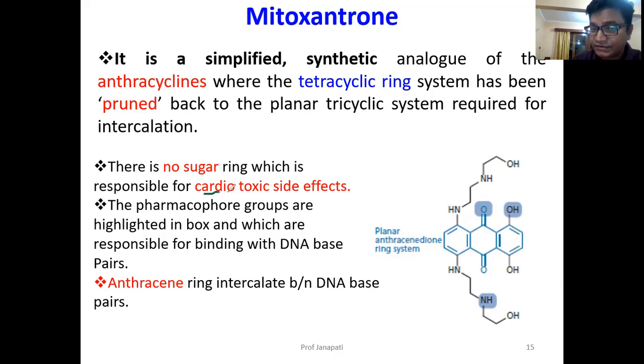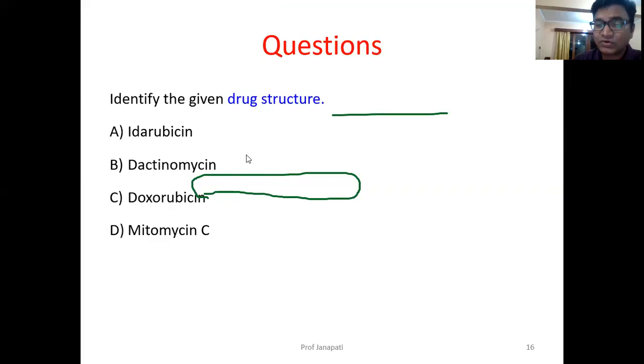That's why the cardiotoxicity effect of this drug is very, very less. And one more thing is that the four-membered ring is converted to a tricyclic system. This system is responsible for intercalation. So this is also one more drug, mitoxantrone, which has less cardiovascular effects. From this, we can tell that the sugar molecule is responsible for cardiotoxicity. So let us learn with some questions.